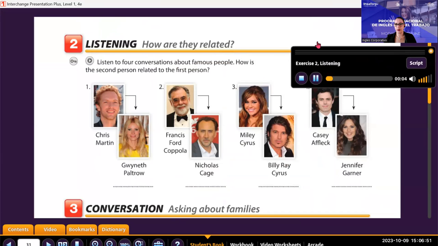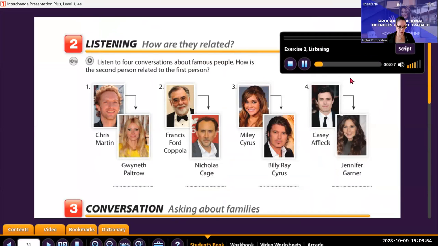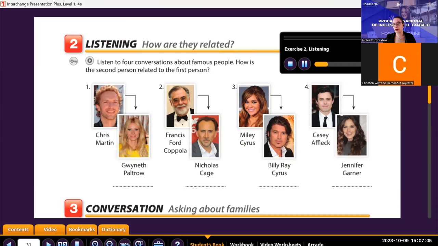Big family. Page 31, exercise 2, listening. How are they related? Listen to four conversations about famous people. How is the second person related to the first person? 1. Who are you listening to, Adam? Oh, it's Coldplay. They're my favorite band. Chris Martin has a cool voice. Yeah, they're pretty good. Do you know who his wife is? His wife? No. The actress, Gwyneth Paltrow. They make an interesting couple.